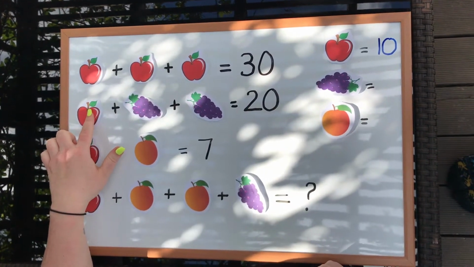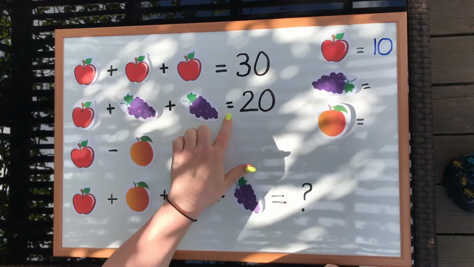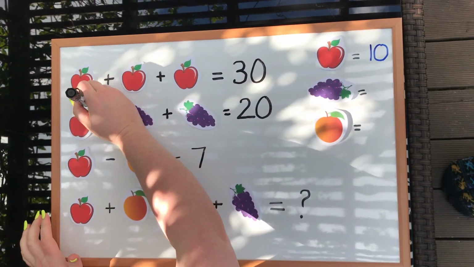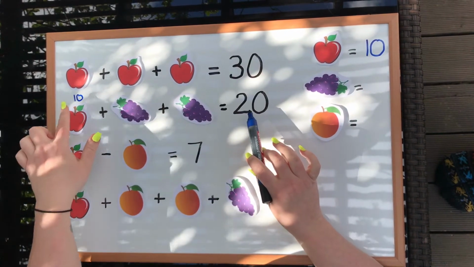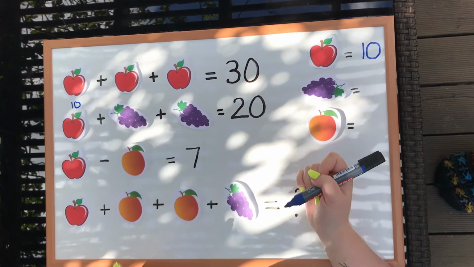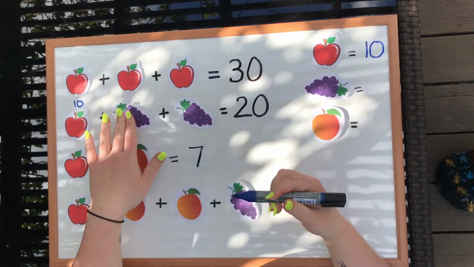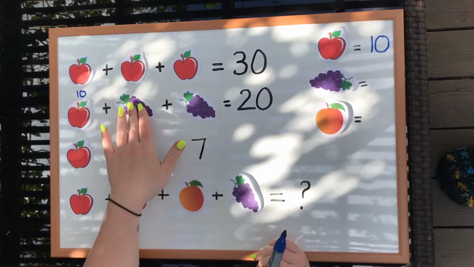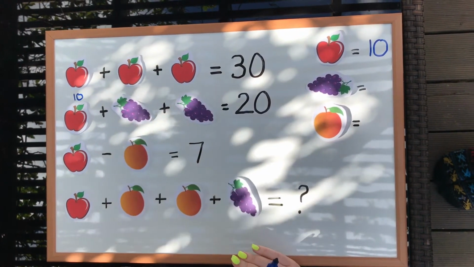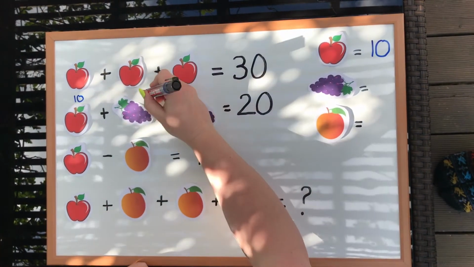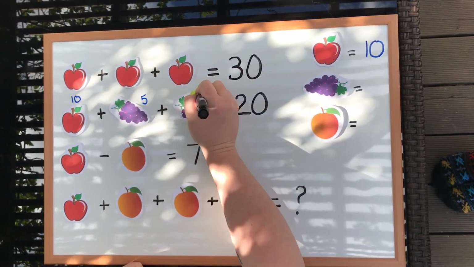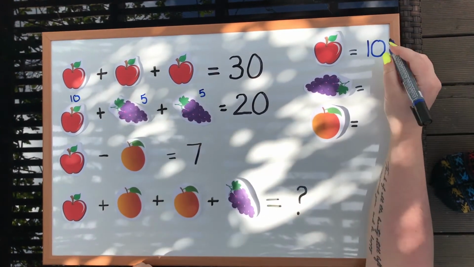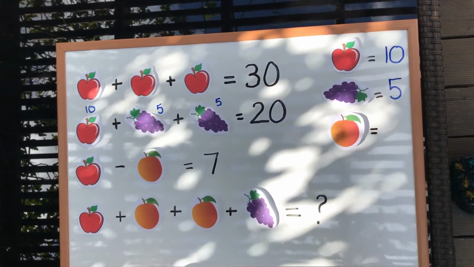So if we have apple plus grape equals 20, we already know that apple equals 10. So we can take 20 and take 10 away from it, which gives us what left over? Leaves us 10. Now grape is going to be the same amount on each side. So if they are both split between 10, what is half of 10? 5, which means each grape would be 5. And to check it out, 10 plus 5 is 15, plus 5 is 20. So we now have grapes.